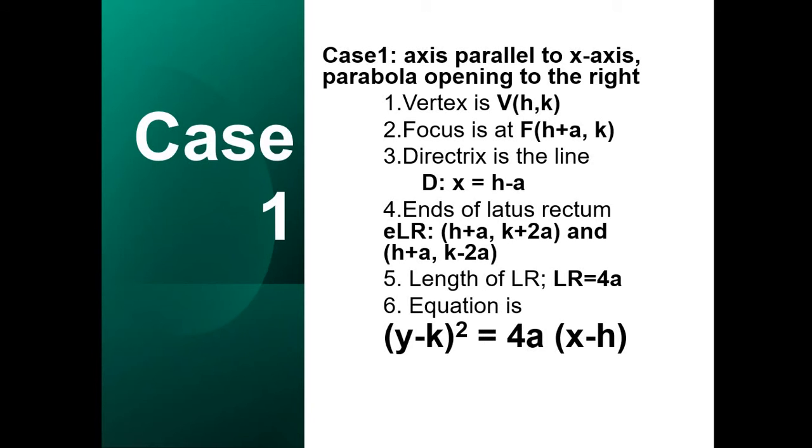And of course, the equation for the parabola that opens to the right is y minus k quantity squared equals 4a times quantity x minus h. Right? So all you have to do is memorize these different formulas to be able to sketch the graph of a parabola that opens to the right, or left, or upward, or downward. So we'll start with case 1.